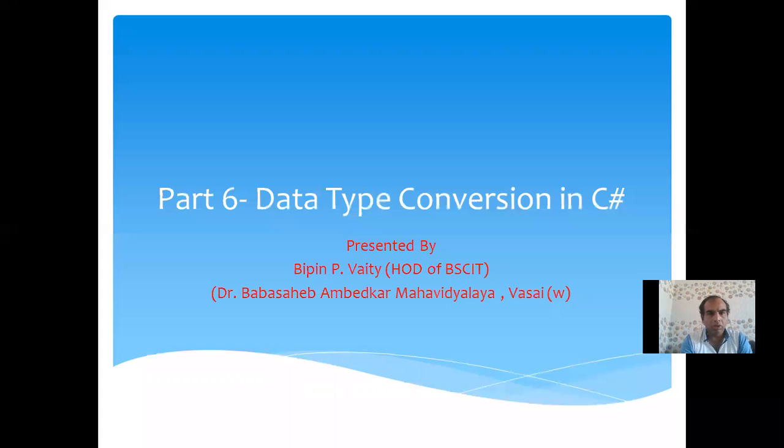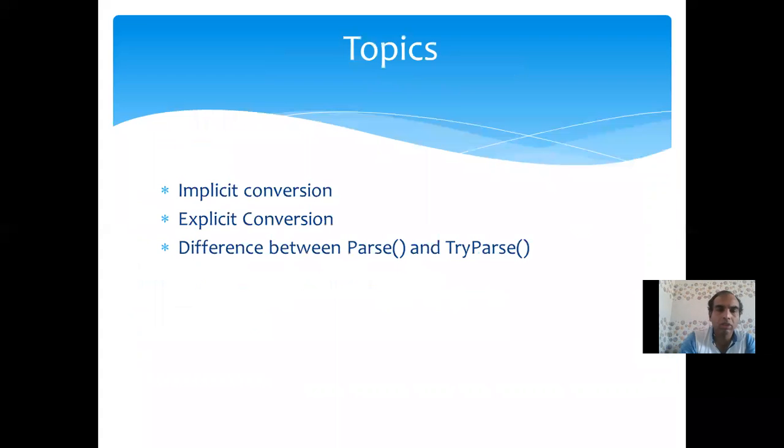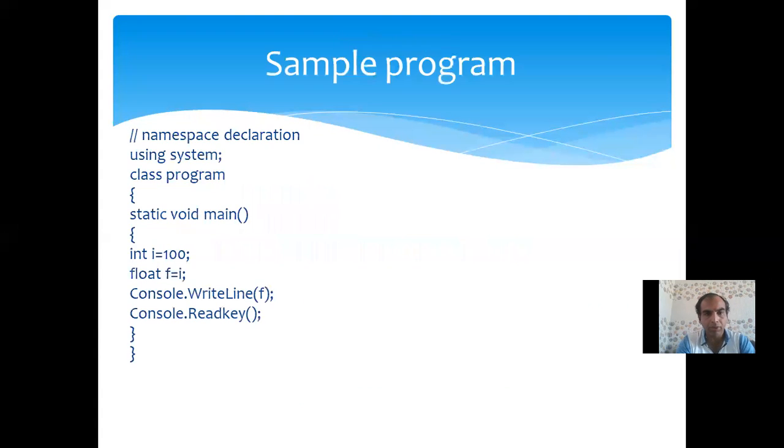Next, some data type conversion, which is equally required. Now we already learned about the int keyword. So again, data type conversion in C#, presented by Bipin Vaity, HOD of SAD, Dr. Ambedkar. There are two types of conversions: implicit and explicit. Afterwards we have to understand the difference between Parse and TryParse also.